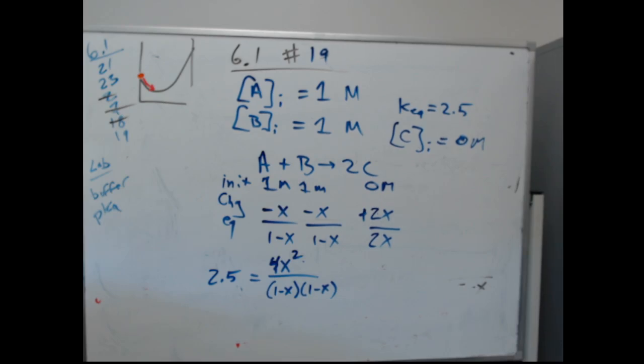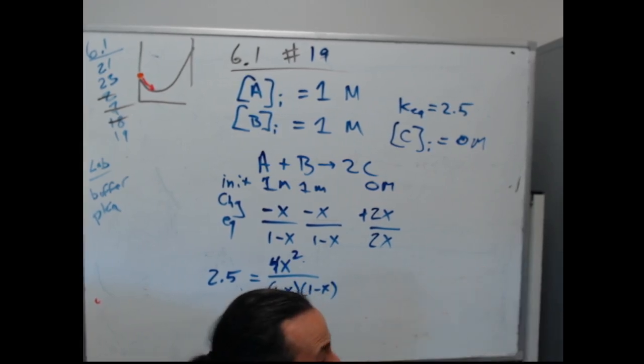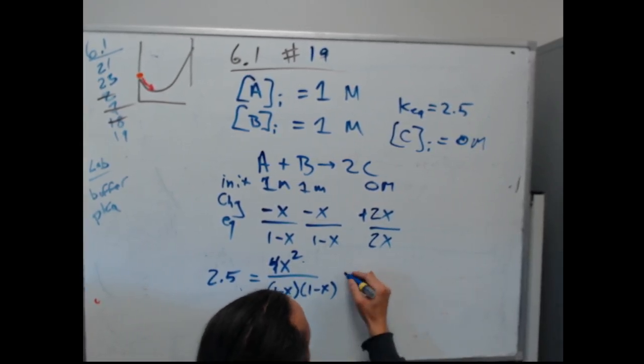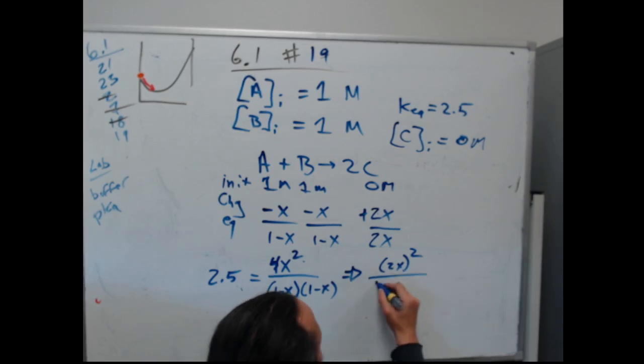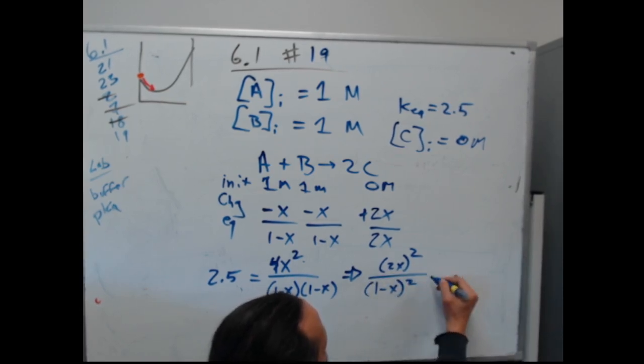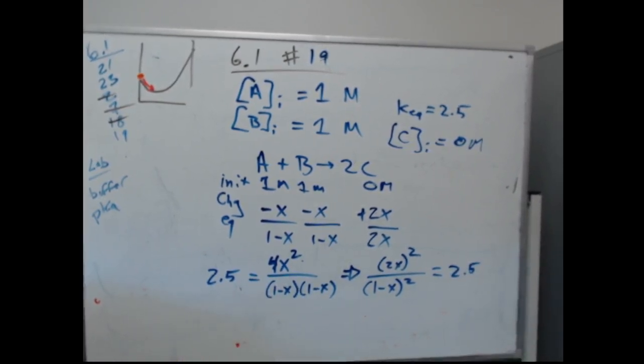Solve the quadratic? There's actually another trick we can do. And this is a cool little trick, and it only works in a couple special cases. But I'm going to rewrite this as 2x squared divided by 1 minus x squared is equal to 2.5. What can I do?